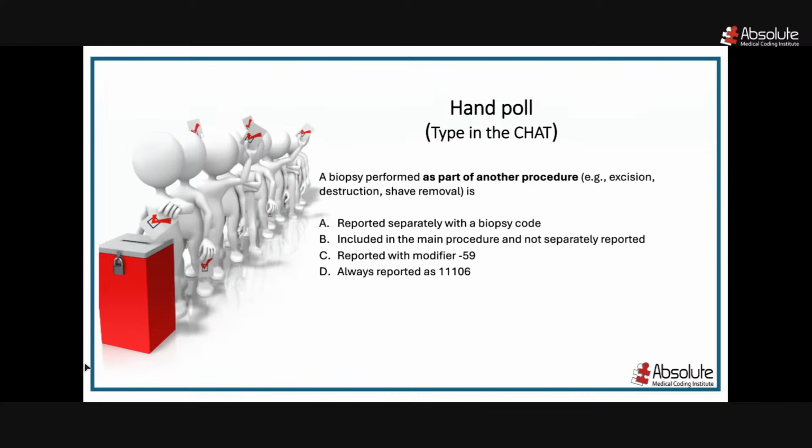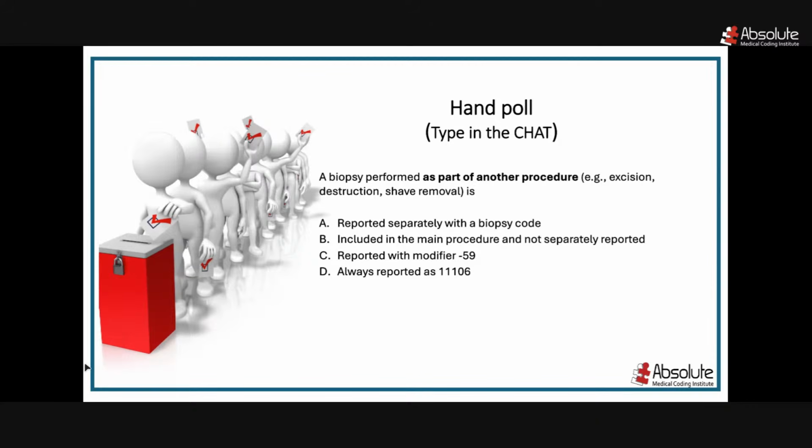Next question. A biopsy performed as a part of another procedure, it can be excision, destruction, shave removal, is option A, reported separately with a biopsy code. Option B, included in the main procedure and not reported separately. Option C, reported with a modifier 59. Option D, always reported as 11106, that's your excision procedure code. I'm not getting time to complete reading the answers. You all are so quick to place your answers in the chat.